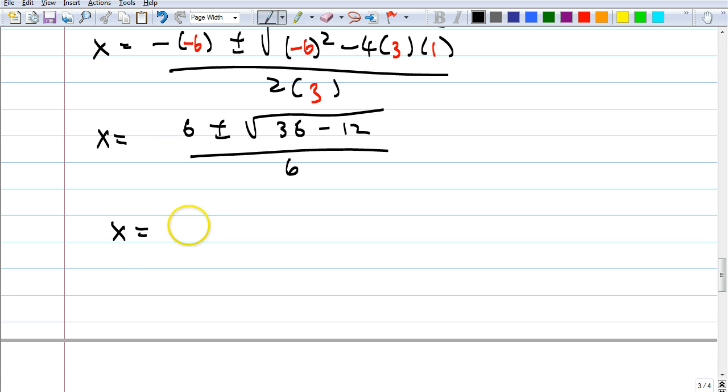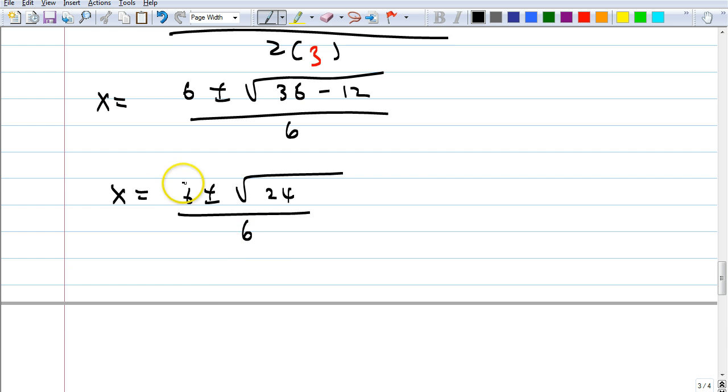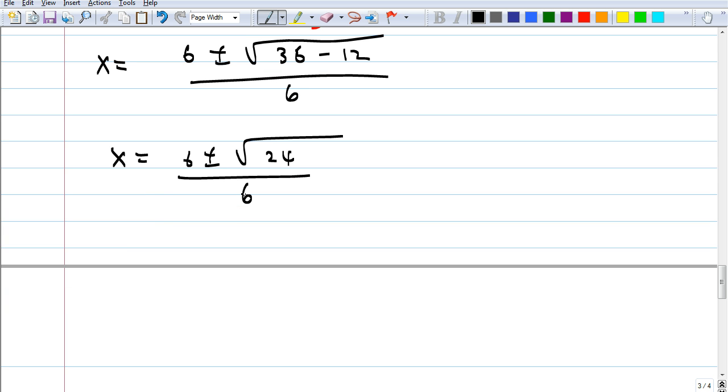Then Benno, what do I write? X equals 6 plus or minus square root of, what's this? Square root of 24 over 6. Good. Hey guys, can I cancel out this 6 and this 6 right here? No. Why not? Because it's adding. You have to have a factor of 6 from the whole numerator, not just one part of it. You have 2 terms. Anyway, square root of 24. Is that something we could simplify?